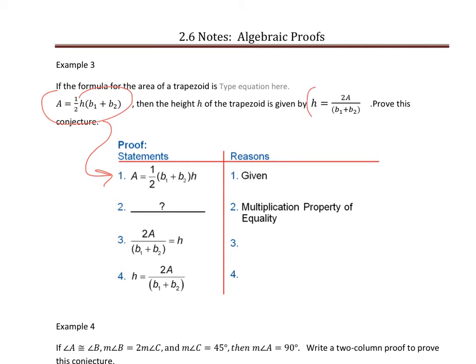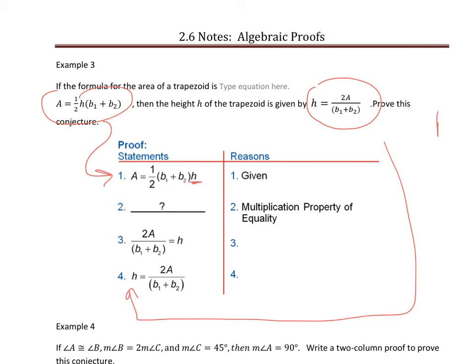And we are trying to basically rearrange this formula for the trapezoid and solve for the height. That's basically what we're trying to do. And the conclusion of this if-then statement is always going to be what you're trying to prove, and it's going to be the last statement in our table. Okay, so this time we're given the reason, multiplication property of equality, and we're trying to solve for h. We're trying to isolate h.